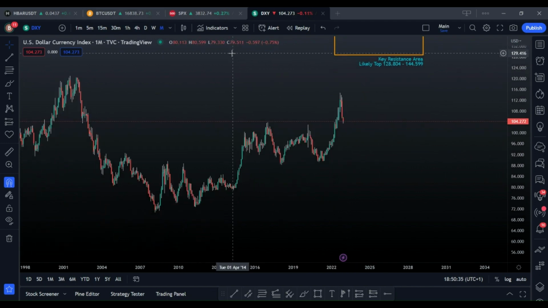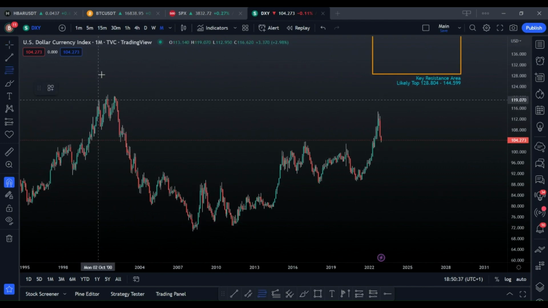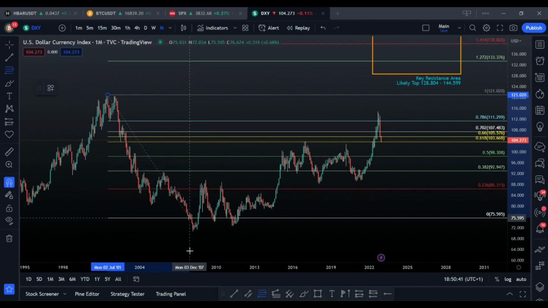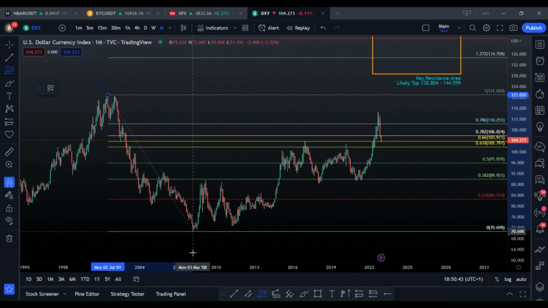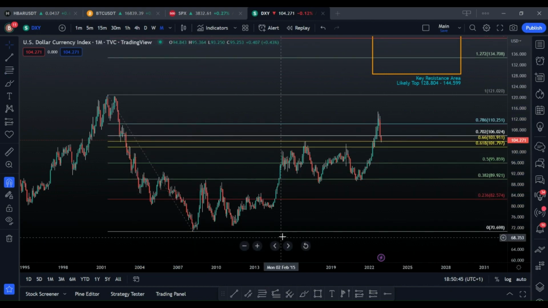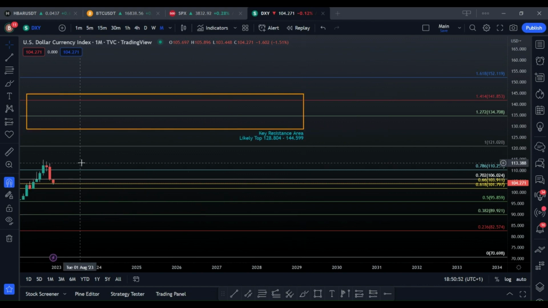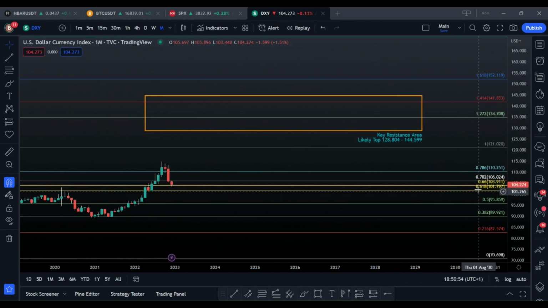How we got that is if we zoom out and draw a regular fib tool from the 2001 high to the great financial crisis of 2008 low. We can see right here, price is currently retesting the golden pocket as support right here, which is a huge resistance and support area on the fib levels historically.